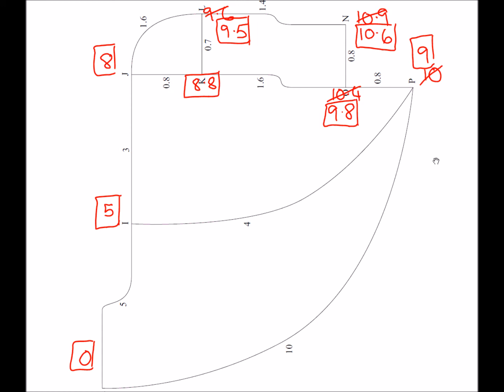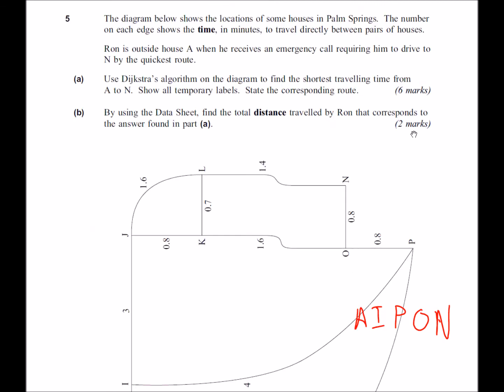The final bit that we need to do is give the route. Well, for that we're going to work backwards. From N, where did I come from? Well, I came down from O, so I'm going to write N at the end of my route. And then I'm going to write O as my next step. How did I get to O? Well, I got there from P. How did I get to P? Well, I got there from I. How did I get to I? Well, I got there from A. So I've found my route. It's A to I to P to O to N.